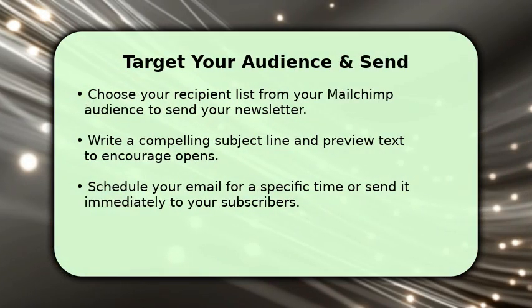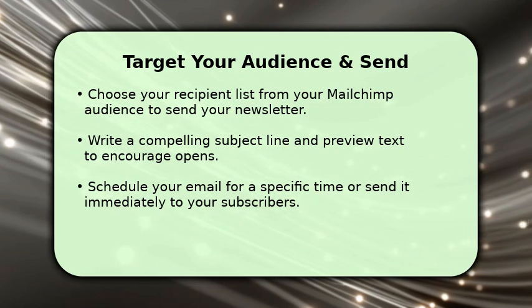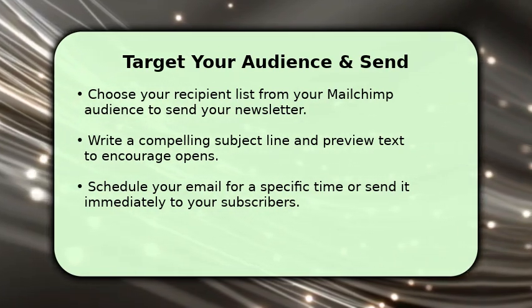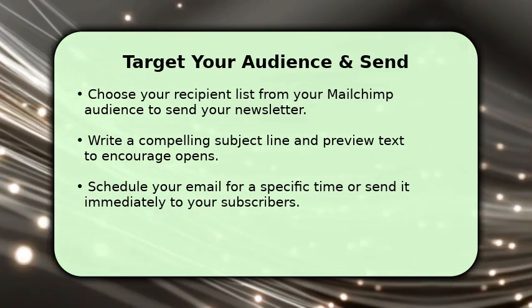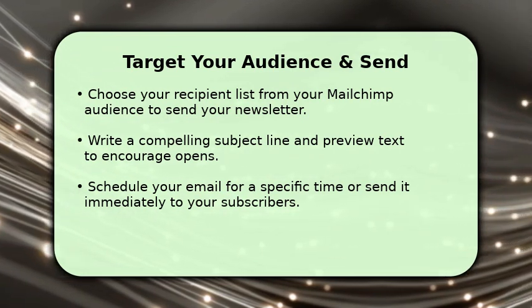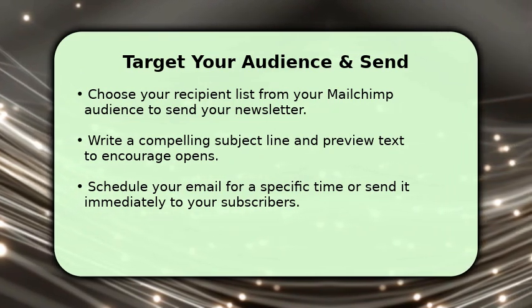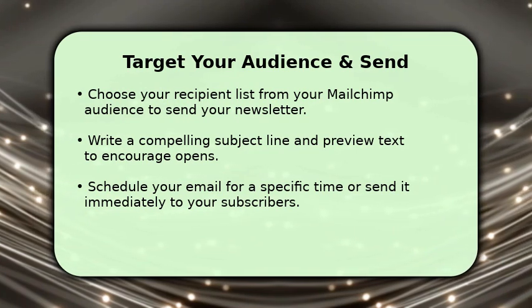With your design complete, it's time to select your audience. Choose the specific recipient list from your Mailchimp audience that you want to reach. Craft a compelling subject line and engaging preview text. These are crucial for encouraging opens. Finally, you can schedule your email to go out at a specific time or send it immediately. Getting these details right ensures your message lands effectively in your subscribers' inboxes.